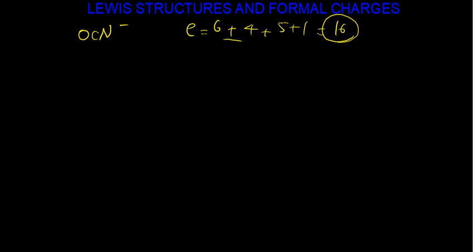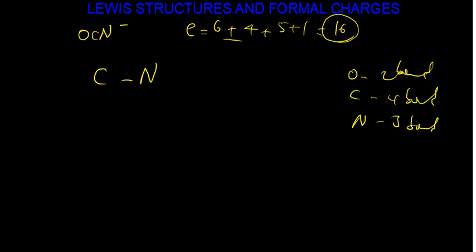But we know that, of course, oxygen can form a double bond. Oxygen can form 2 bonds. We know carbon can form a maximum of 4 bonds. Nitrogen, we know, can form a maximum of 3 bonds. So what is going to happen is, this is what we have.